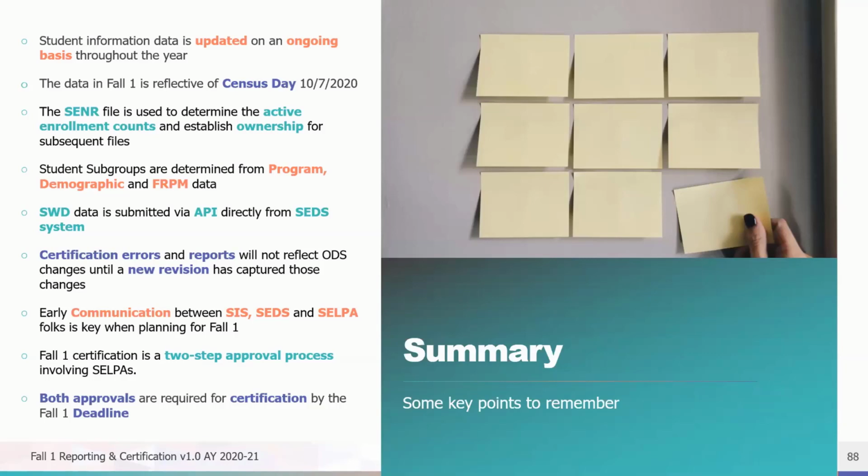I don't know if it's in the Fall 1 Advanced PowerPoint, but there's a RACI matrix somewhere that helps identify, and it will help LEAs and SELPAs understand what should be expected of them. The Fall 1 certification is a 2-step approval process, which involves SELPAs. We cannot state that enough, right? It takes a marriage and cooperation. Both approvals are required for certification by the Fall 1 deadline. There's no way around that.